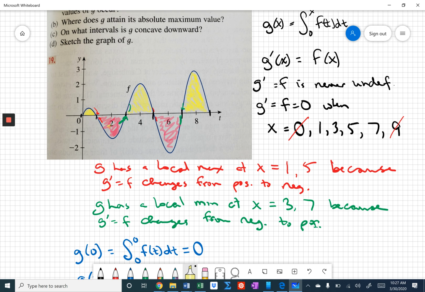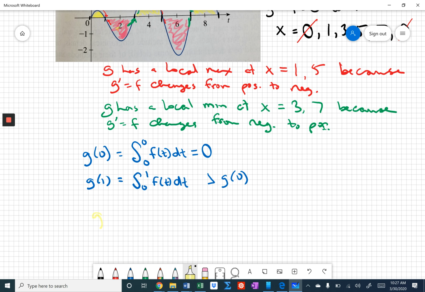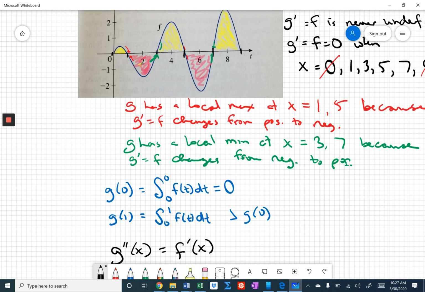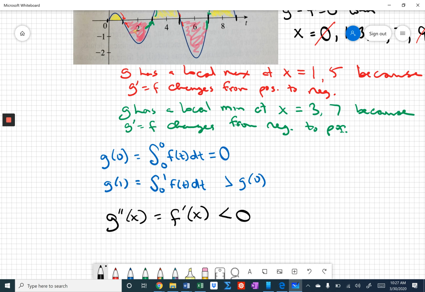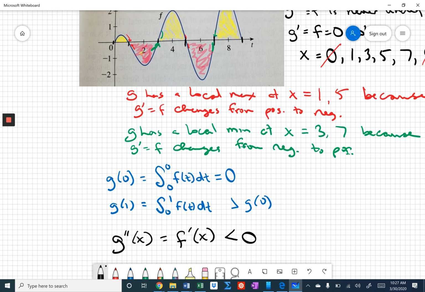On what intervals is g concave downward? Well, to figure out when g is concave downward, I need to look at g double prime, and I shouldn't be using a highlighter for that. g double prime of x is going to be f prime of x. And to figure out, I'm sorry, I forgot already. Is it concave downward we need? Yeah, concave downward. That means I need that to be less than 0. And so how do I look at this graph and figure out where f prime is less than 0? Well, if f prime is less than 0, that means f has to be decreasing.